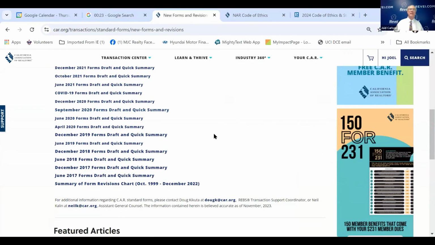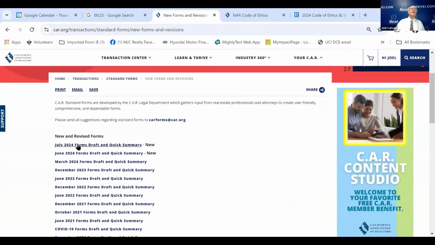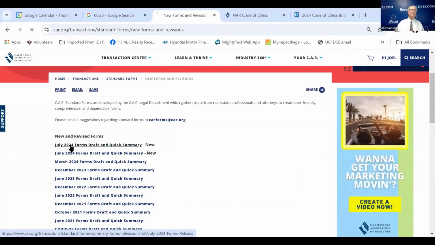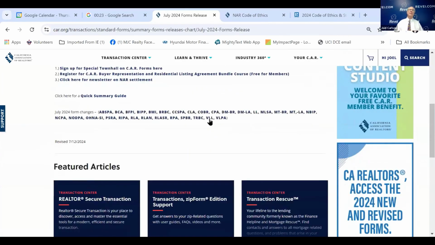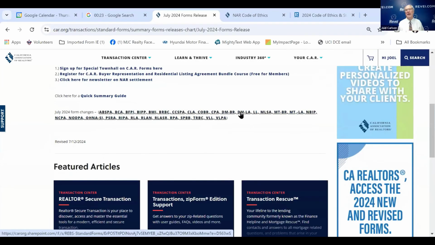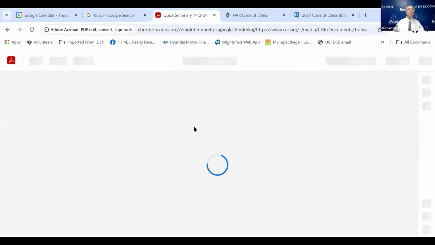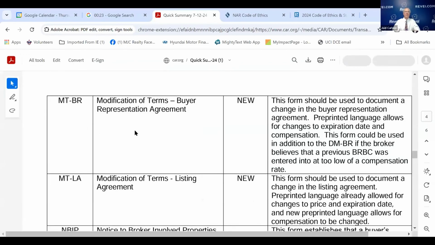You don't want 2017. You want to go to July of 2024. You click on that and it says, hi, here's all the different forms. Now, I'm a certified forms trainer, and I can't tell you what all those forms are. I have no clue. So what you do is you go to summary guide. You click on summary guide. It will tell you each form and what they're for.